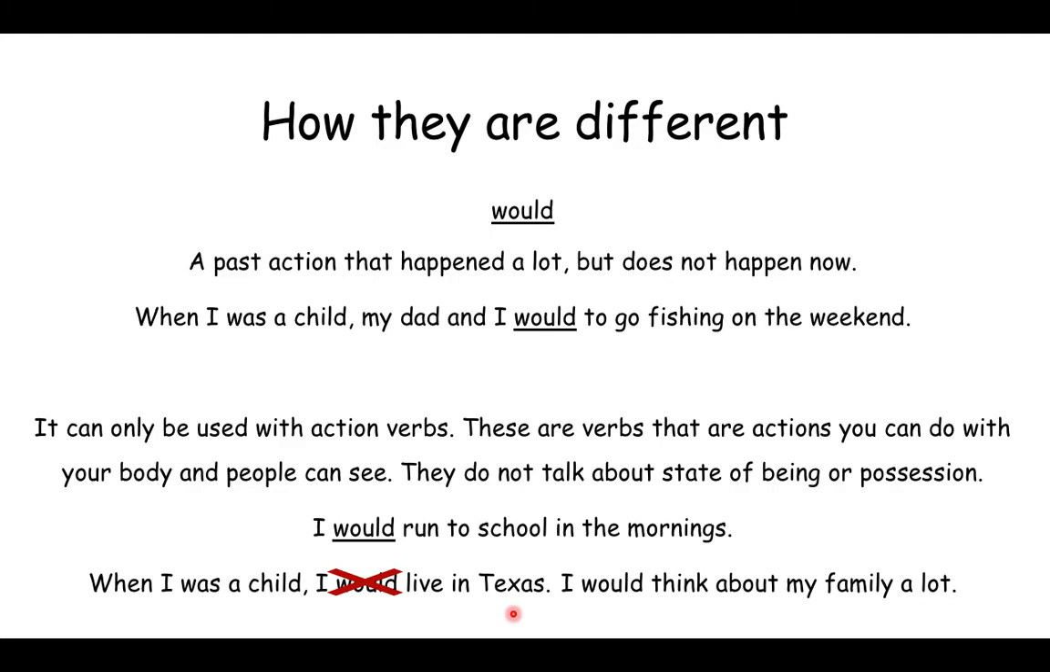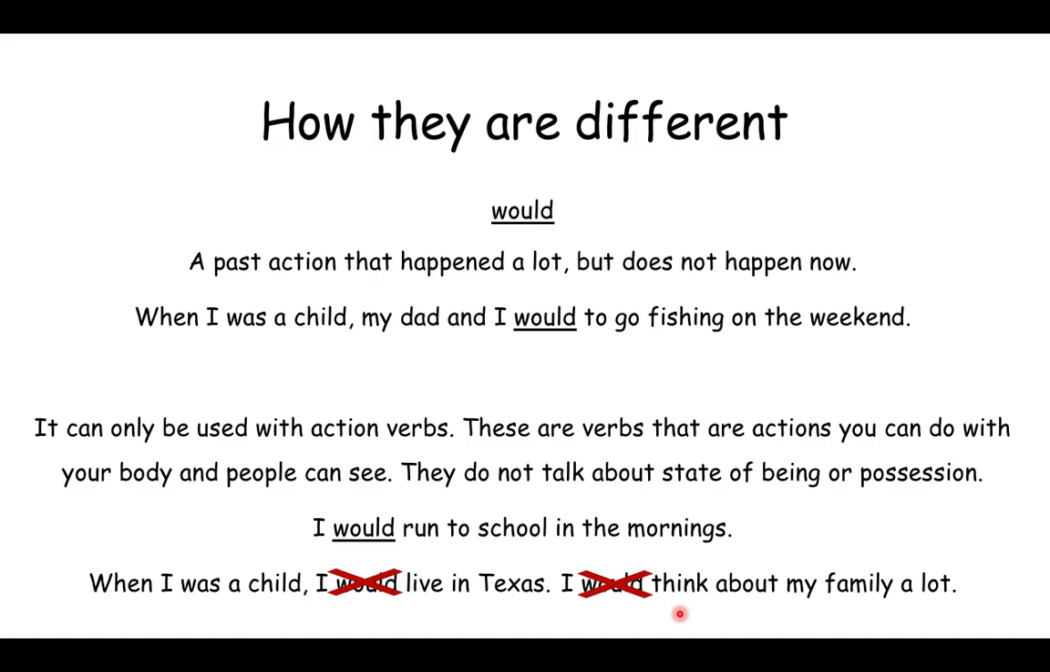Or I lived in Texas. Those are both past tense. I lived in Texas, or I used to live in Texas, are both past tense. And this sentence, I would think about my family a lot. Again, that one's not correct, because the verb think is a state of being. It's not something that you can act out or show somebody. So you can't use would with it. You could say, I used to think about my family a lot. Or you could say, I thought about my family a lot.